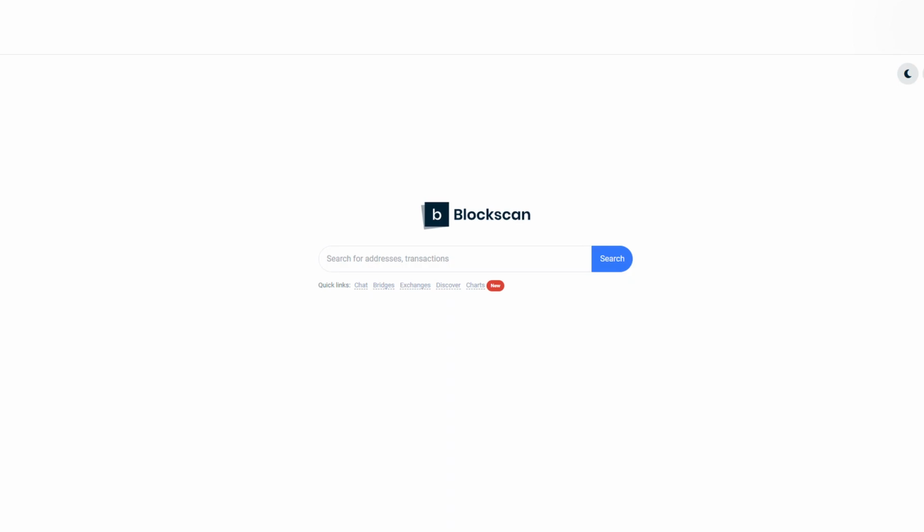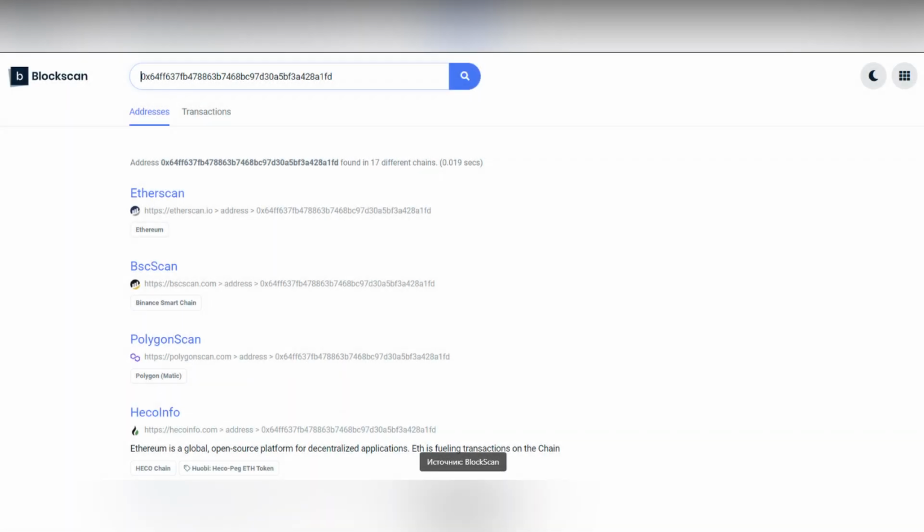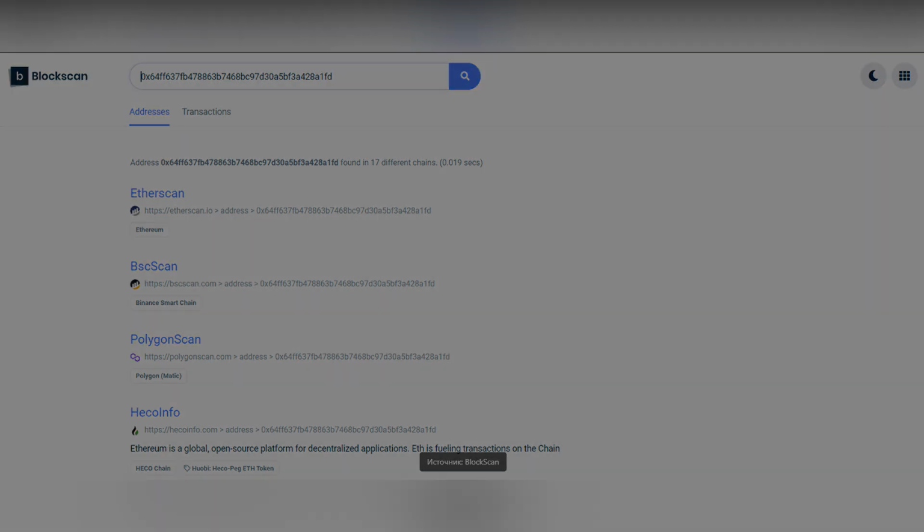Multi-chain. In order to check in which networks a particular coin exists, you can use the block scan service. Copy the smart contract of the coin we are interested in and paste it into the search engine on the website. Since it does not support the Avalanche network, let's take the Ethereum smart contract as an example. As we can see, the Ether token exists in many L2 networks, which is of course a good thing.